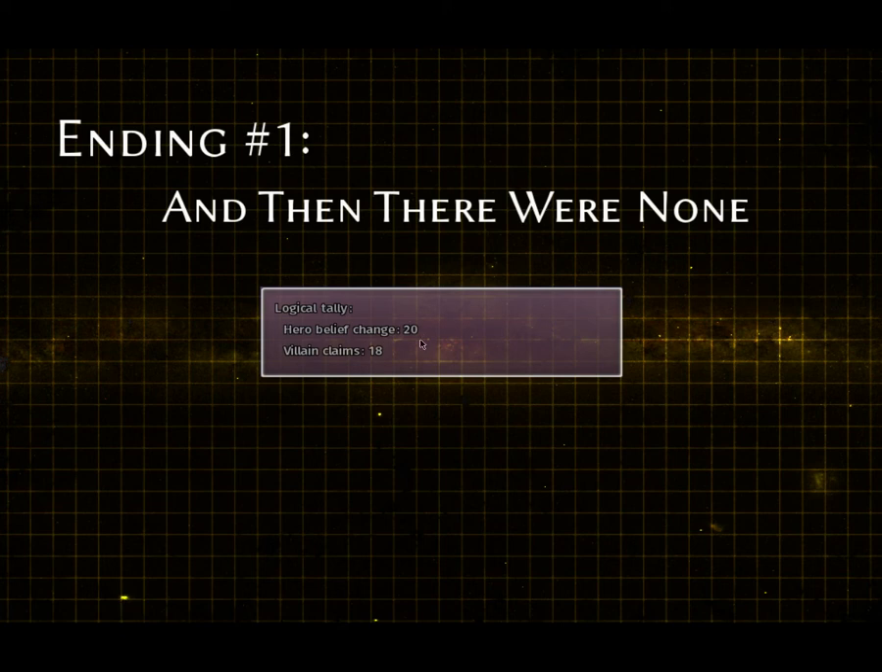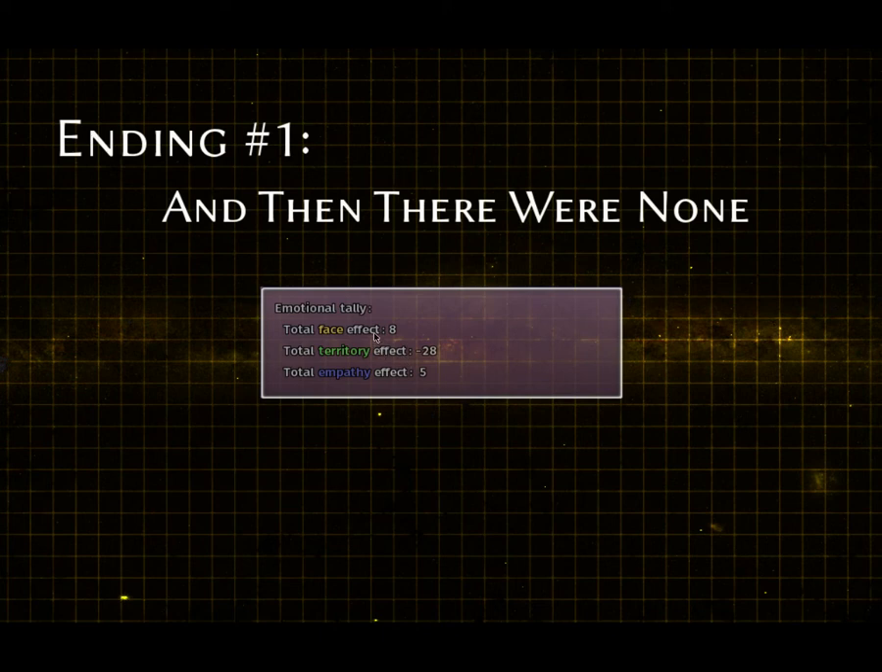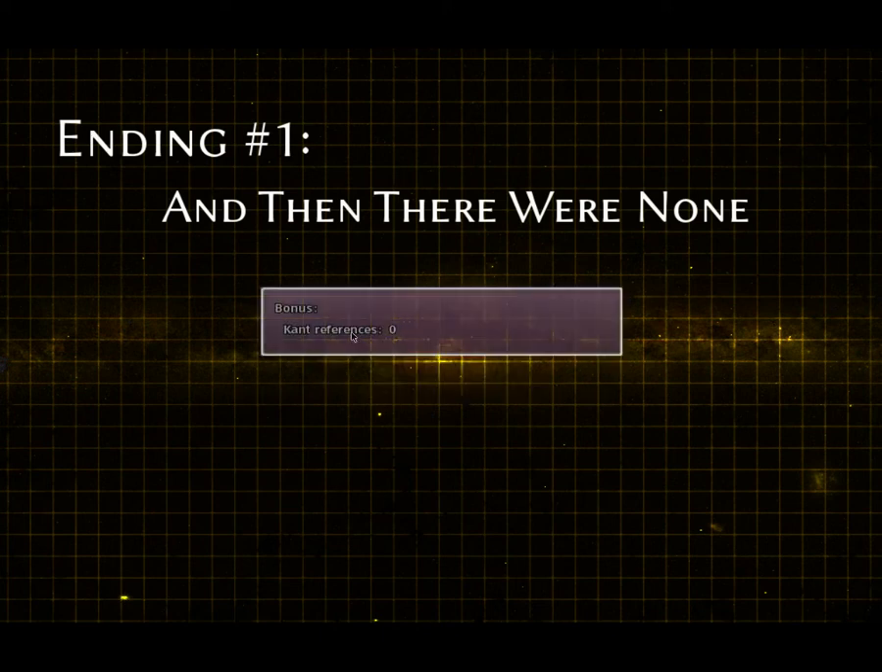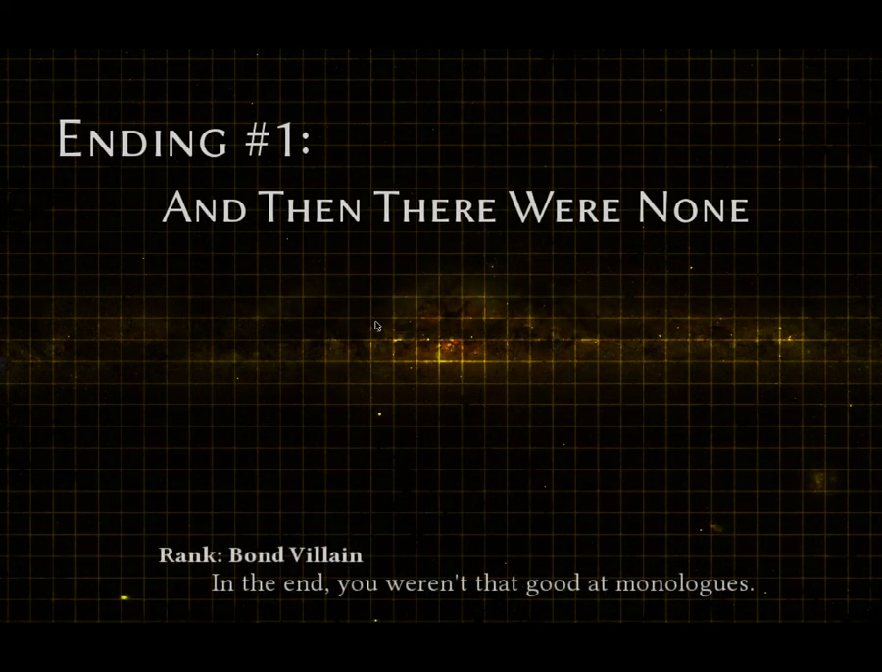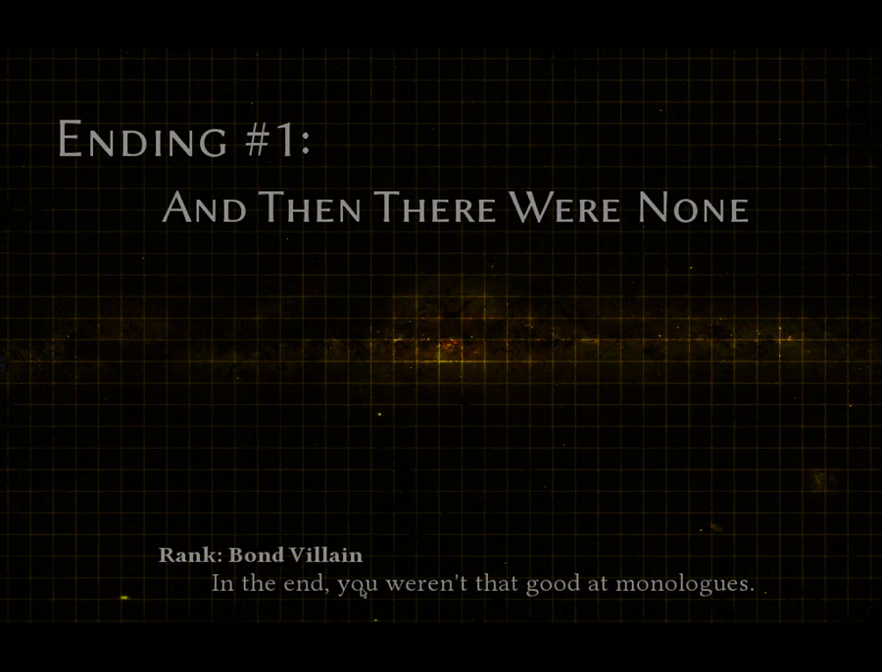Ending number one, presuming that's the fail state ending. Okay, hero belief change 20. That's better than last time, though. Face effect, okay. Crappy territory effect. Still no can't. What was my final score last time? I don't remember. I think it was in the 700s. So I did much more poorly. Bond villain.